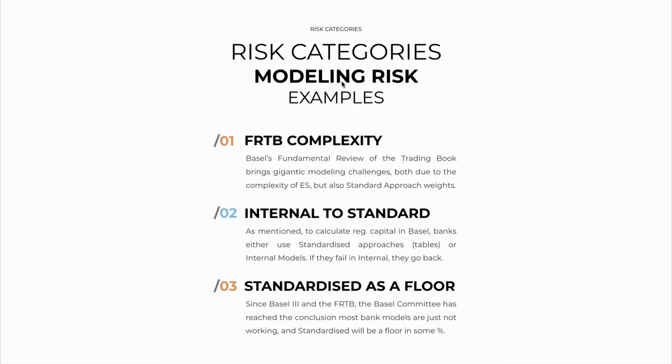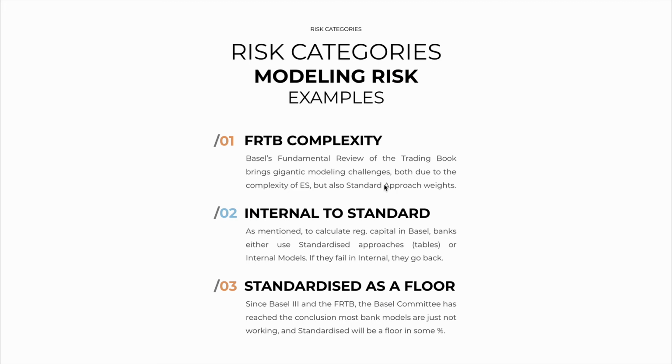What are our examples for this lesson? The first is the complexity of the FRTB. So Basel's fundamental review of the trading book brings gigantic modeling challenges. It really is fundamental in nature. And this is both due to the complexity of the expected shortfall method, which replaces value at risk and requires more computational power, and now being calculated in 5 different timeframes, as well as for every single trading desk plus the total. But this is also due to the fact that the bank, besides the internal model approach, also needs to calculate the standardized approach.